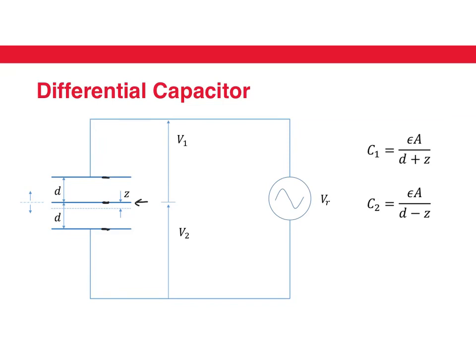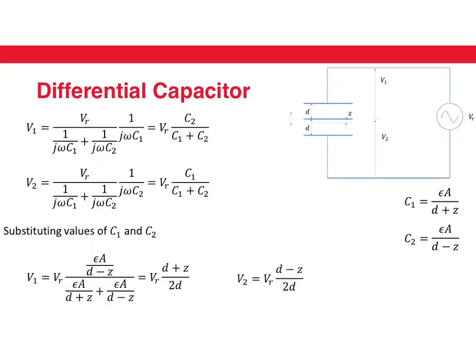Now, if you have a displacement of the center plate, the capacitance of one of the capacitors is going to increase while the other is going to decrease. So C1 will have an inverse relationship to D plus Z, while C2 is dependent on D minus Z. And this essentially helps us to make better and more sensitive sensors. Let's take a look at how.